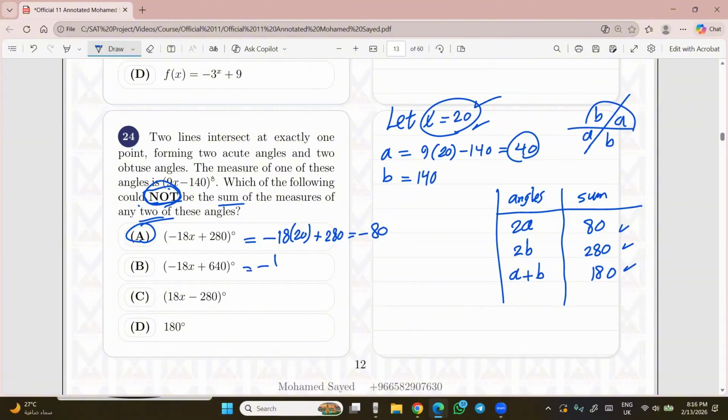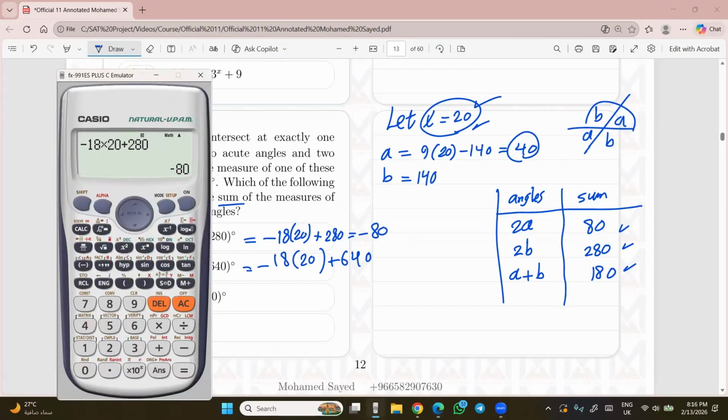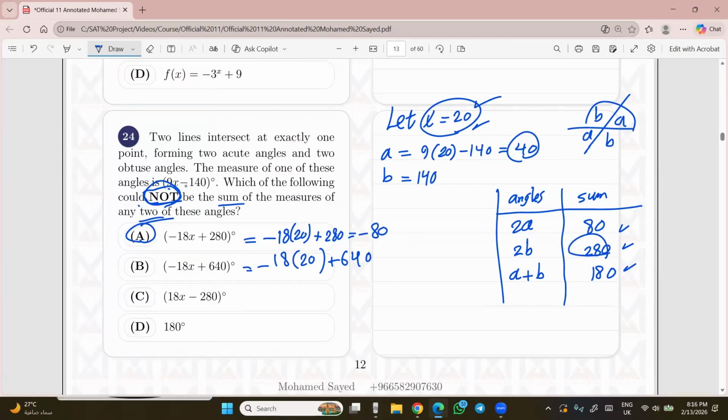Negative 18 times 20 plus 640, and this can be done on the calculator without removing the answers. Just remove this number and replace it by 640, and you get 280, which is mentioned here, as you can see. So that's okay, but we cannot choose it because we need the answer which is not listed.